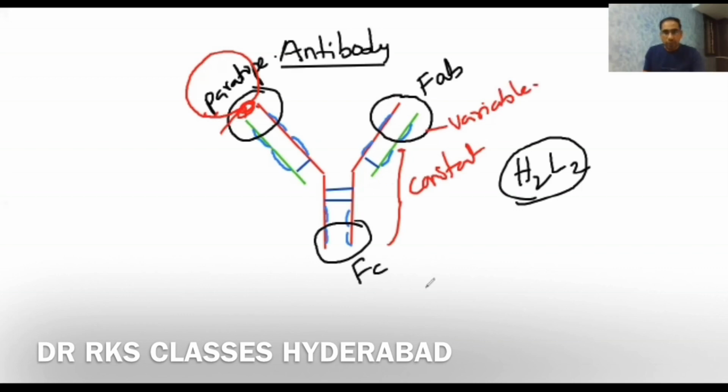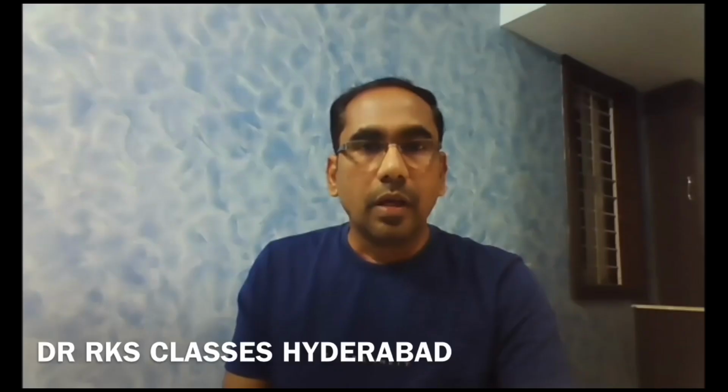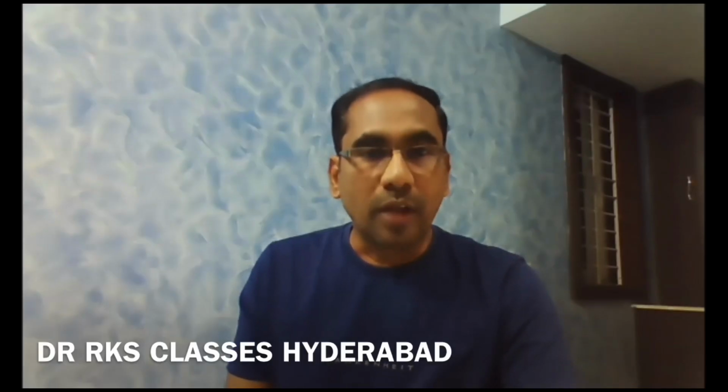Based on the constant region, there are 5 types of antibodies. Simply you can remember like this: DAMEG, damage. But actually we must represent them like this: IgD, IgA, IgM, IgE, and IgG. So Ig represents immunoglobulin. Now let us see these antibodies one by one.